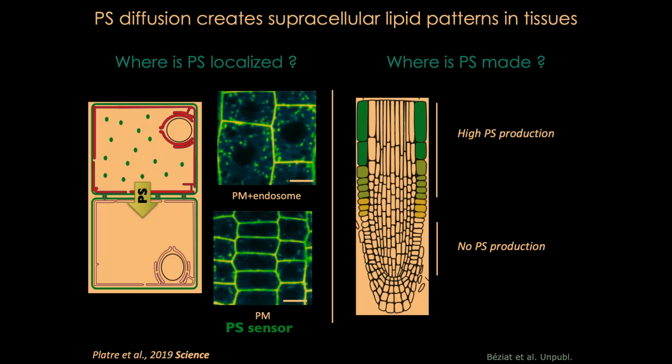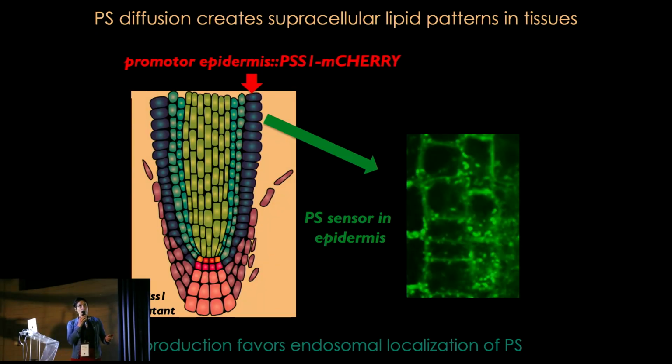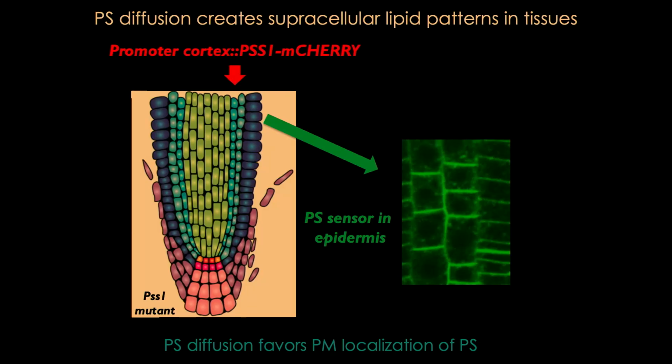So what we think happens now is that when cells produce PS, we have endosome and plasma membrane. When cells receive PS from a source, it now favors plasma membrane only. And we can actually check this by only expressing the PS synthase in the epidermis. We have the sensor, the PS, that is endosome and plasma membrane. Now, if we produce PS in the next cell layer, but look at the PS sensor in the epidermis, so PS has moved, we have mainly plasma membrane localization.